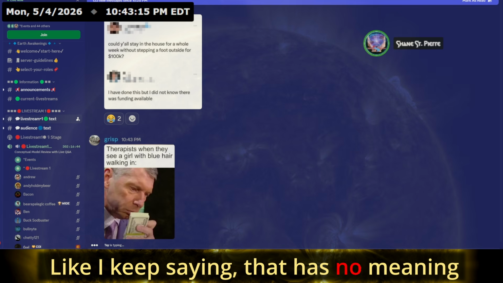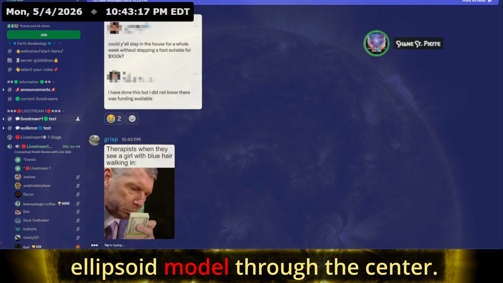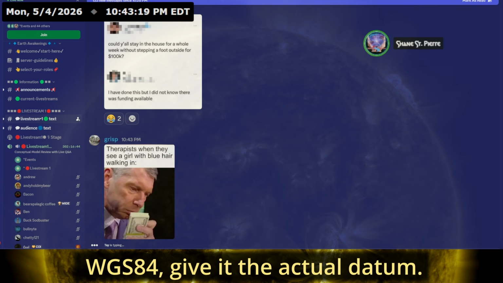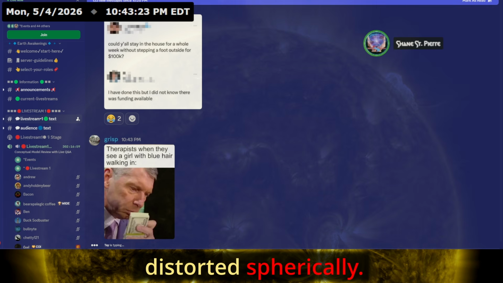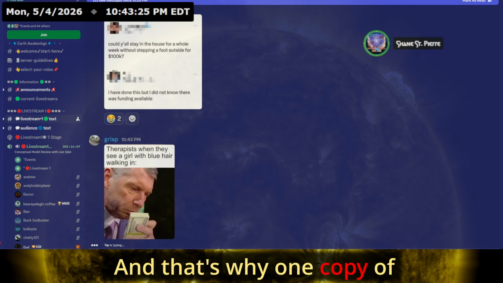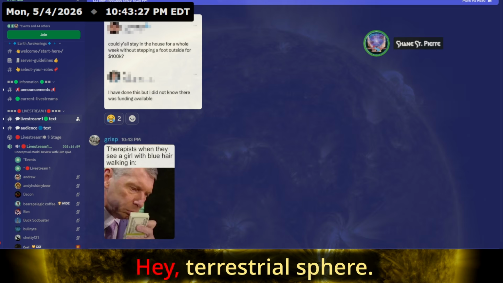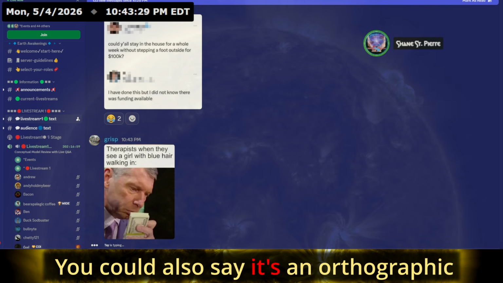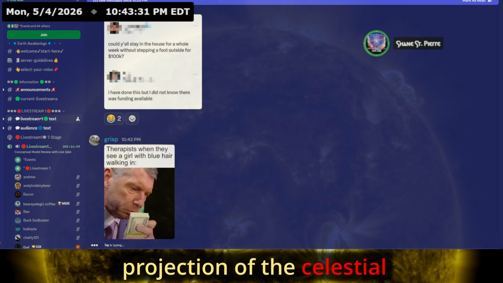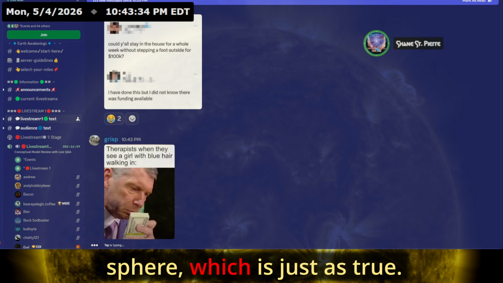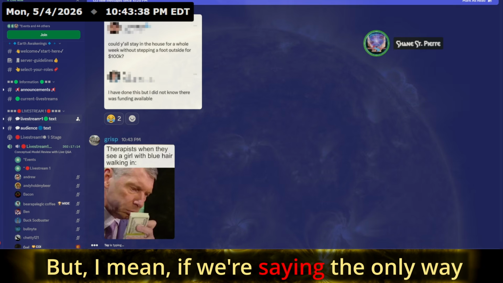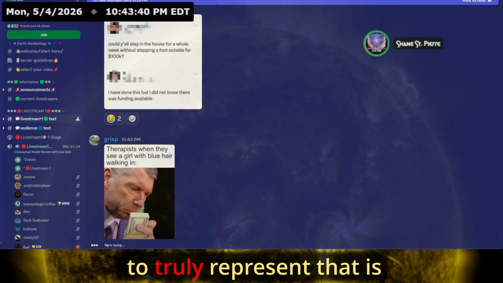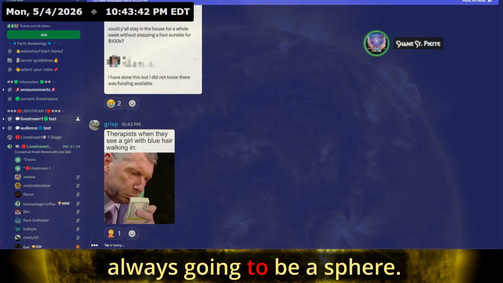I keep saying that has no meaning unless you wrap another ellipsoid model through the center, WGS84, give it the actual datum. So that's the shape that's being distorted spherically, and that's why one copy of that shape has no distortion. Hey, terrestrial sphere. You could also say it's an orthographic projection of the celestial sphere, which is just as true. But I mean, if we're saying the only way to truly represent that is always going to be a sphere.